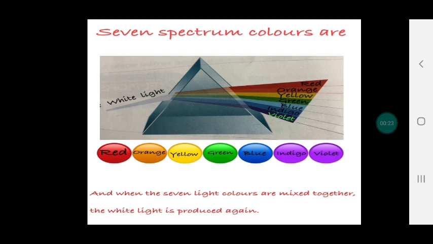First, we must know that white light, which is transmitted from the sun or any source of light, contains 7 spectrum colors. We can see these light colors if we use a glass prism. So what is the glass prism? The glass prism is defined as a three-dimensional object with identical parallel ends and flat surfaces.